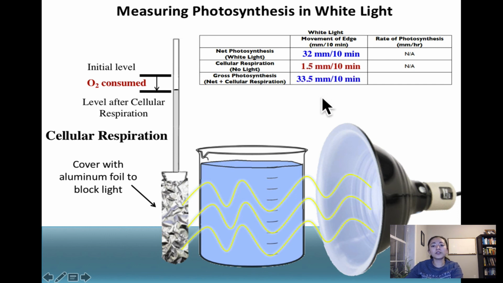Then we would just add these two numbers together, and that would give us the gross photosynthesis, the total amount of oxygen that the plant produces in 10 minutes. We can then calculate the rate of photosynthesis in millimeters per hour by multiplying this number just by 6, and that would give us 201 millimeters of oxygen per hour that this tiny little plant would be producing.